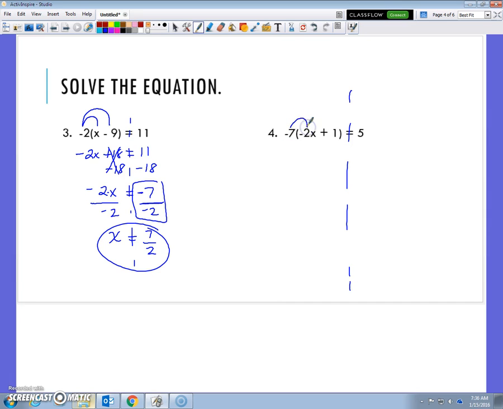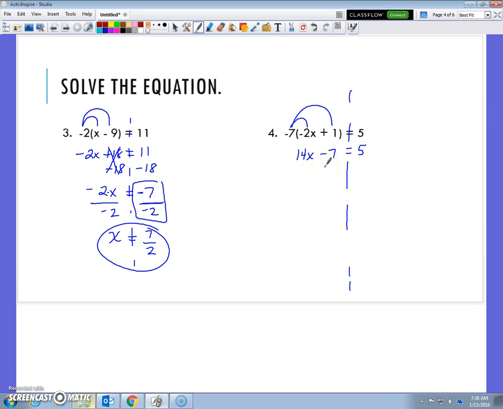Negative 7 times negative 2x is 14x. Negative 7 times positive 1, negative 7 equals 5. So far, so good. Now I'm going backwards from order of operations. So I see minus 7. I'm going to add 7 to both sides.